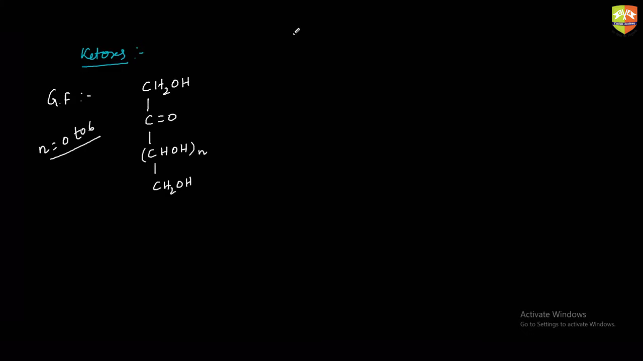So if n is equal to 0, there are 3 carbon atoms, and we call it ketotriose. n is equal to 1, it is ketotetrose. n is equal to 2, it is ketohexose.